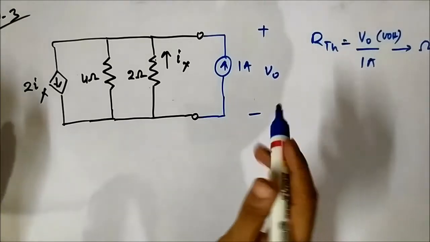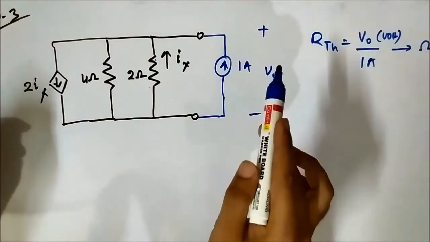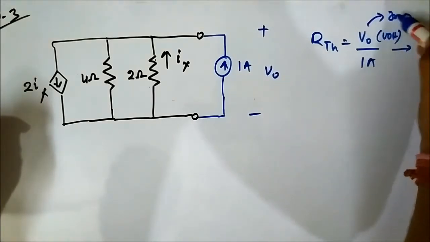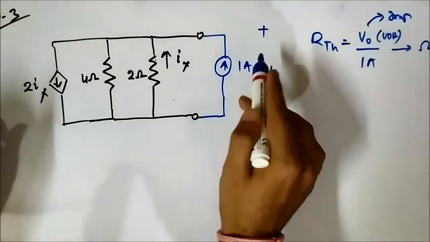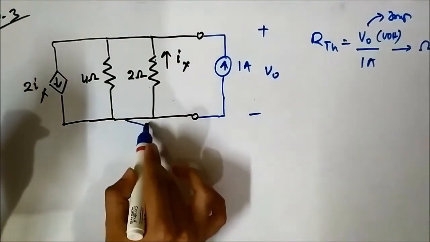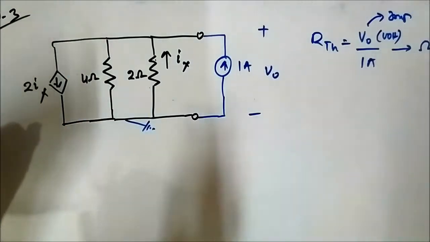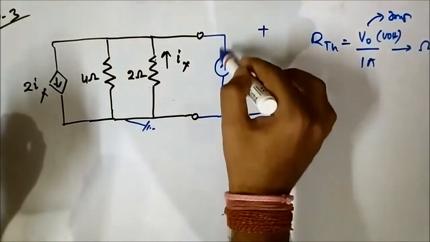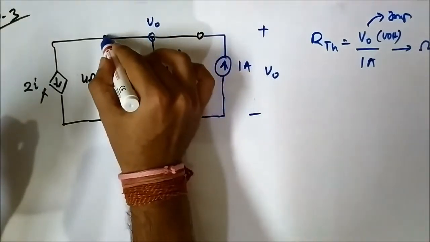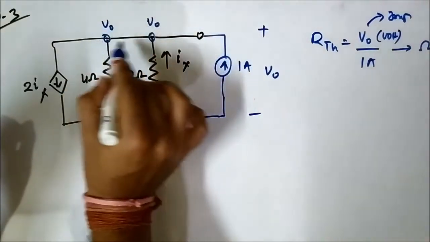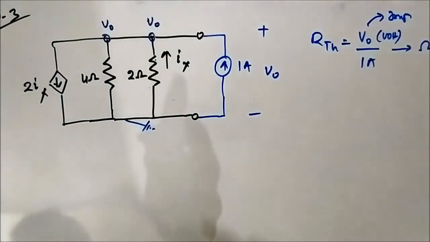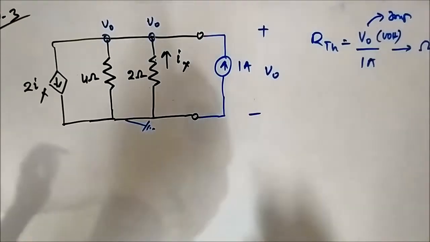Now we will be using the nodal analysis method to find the value of V0. This is important. Once we have V0, we can determine RTH. So the main objective is to find V0. Let us connect the ground first, for easier analysis. Here the terminal voltage is V0, it means the node voltage will be V0, and here also the node voltage will be V0 because there are no resistors in between, so no voltage drop. So one nodal equation will be there.